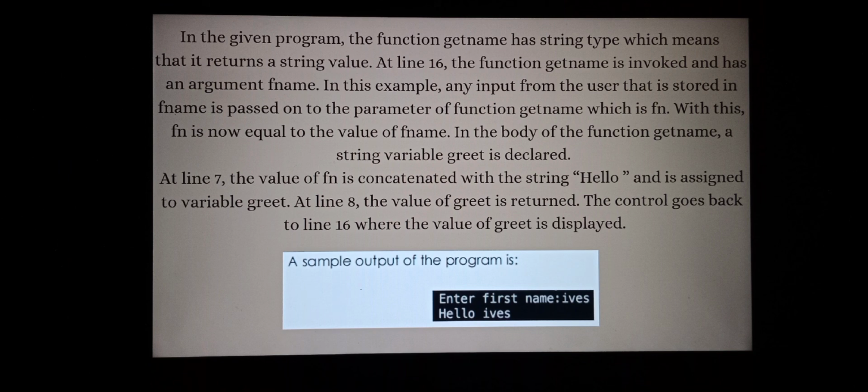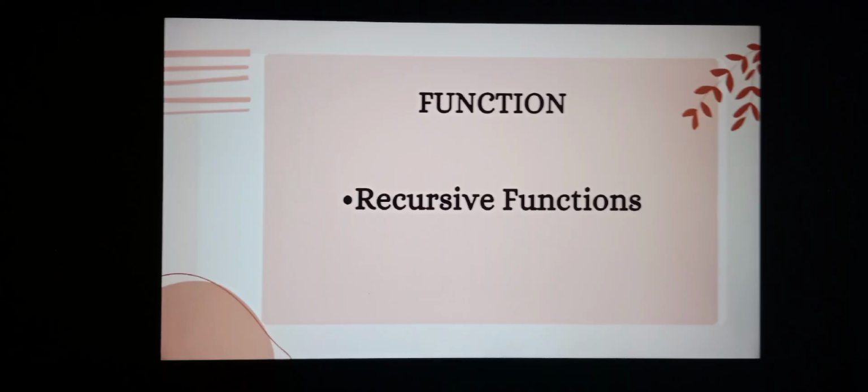In the body of the function gateName, a string value greet is declared. At line 7, the value of fn is concatenated with the string hello and is assigned to the variable greet. At line 8, the value of greet is returned. The control goes back to line 16, where the value of greet is displayed. A sample output of the program is shown.